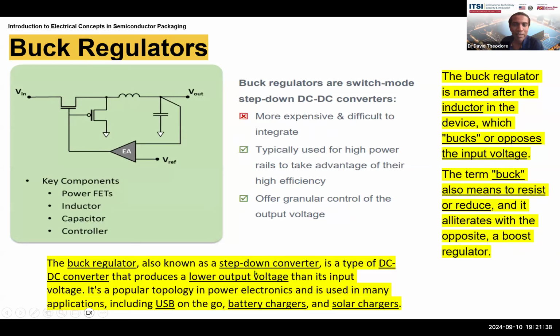It's a type of DC to DC converter that produces a lower output voltage. So the output voltage in this case is lower than the input. You could put in 20 volts here, for instance, and get out 5 volts, or put in 5 volts and get out 3 volts. It's a popular topology, that is the circuit design in power electronics, and it's used in applications including USB, battery chargers, solar chargers.